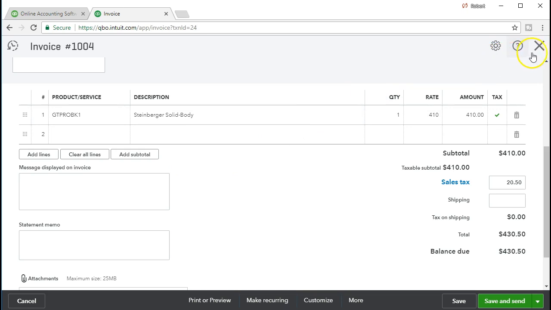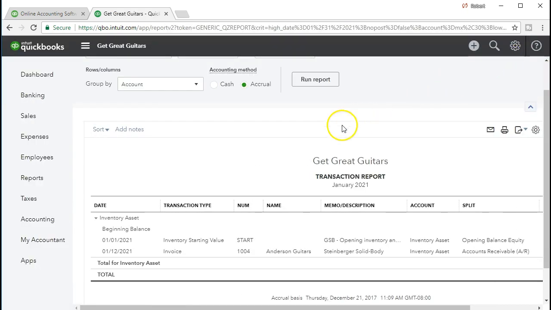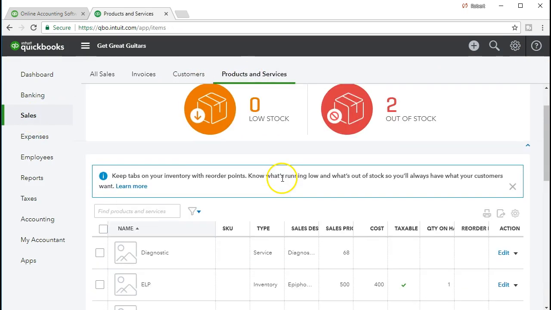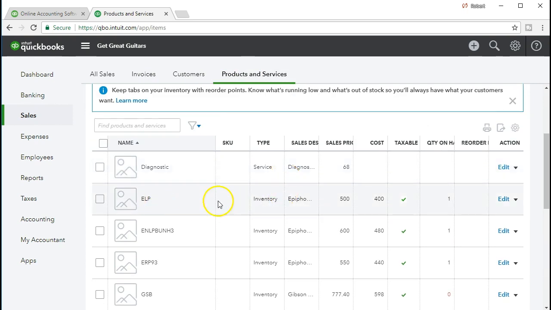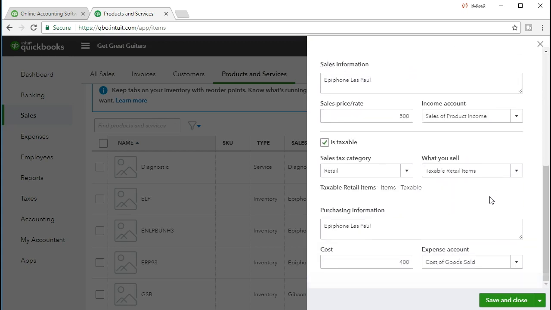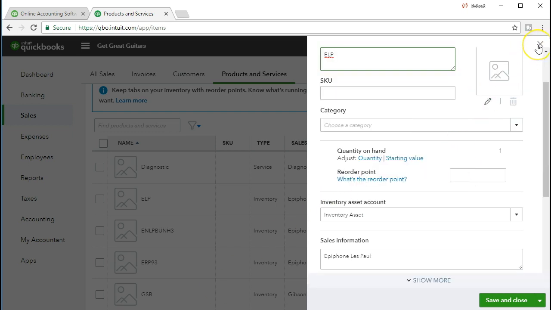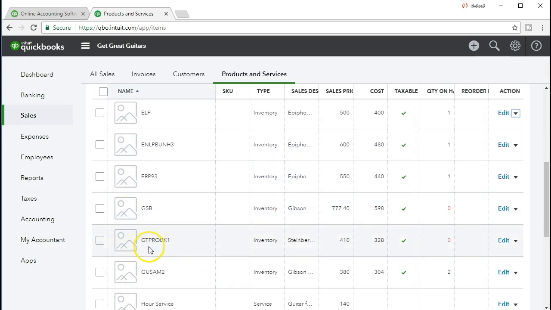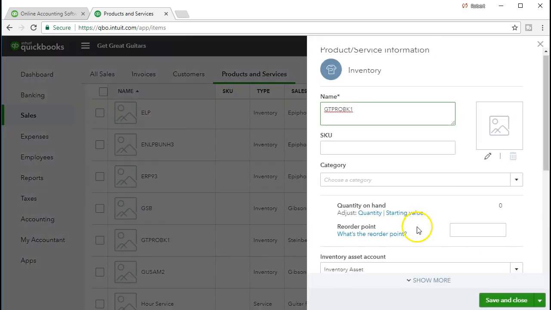So if I close this back out and we go to the sales and we go to the products and services, we set up this ELP item here. And if we click on the edit, then we can scroll down and we see the sales price and the item for the ELP, which is not the inventory that we sold. So let's scroll back down. We're looking for the GT, this one. This one's the one we sold. So we're going to take a look at its information.